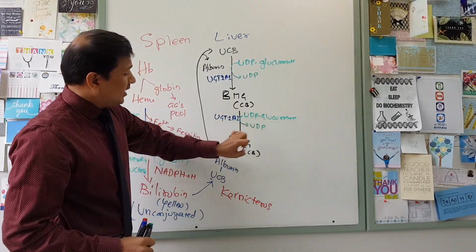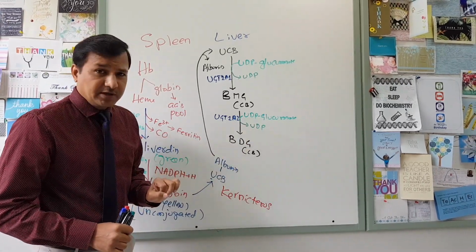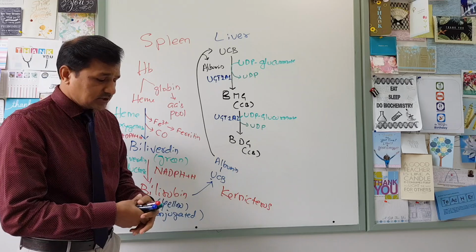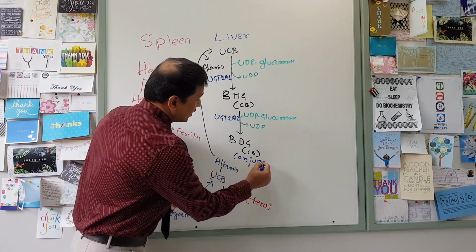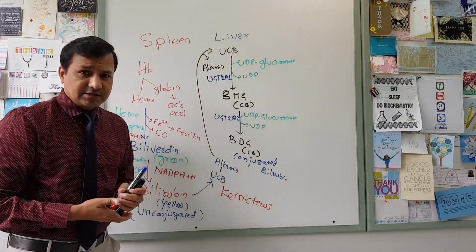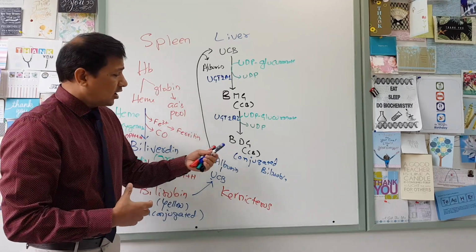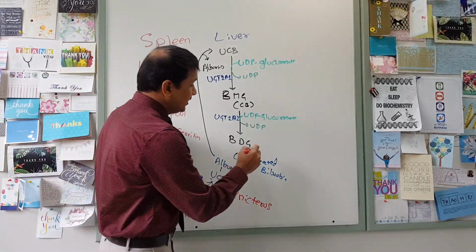Now, what will happen to this conjugated bilirubin here? Once you are conjugating this bilirubin, it is now ready, it is a water soluble bilirubin. This is a conjugated bilirubin, water soluble. So, this is ready for excretion now. So, how will this molecule be excreted? Where will it go? The conjugated bilirubin will be secreted out of the liver into the biliary canaliculi.